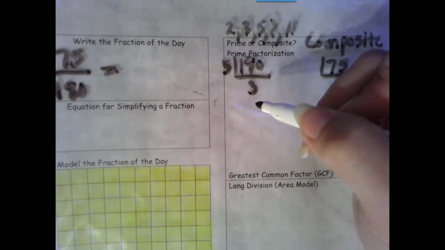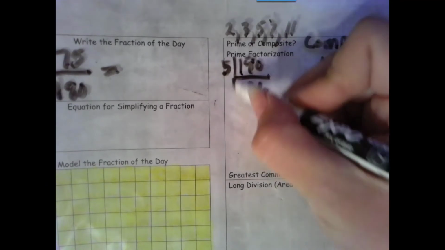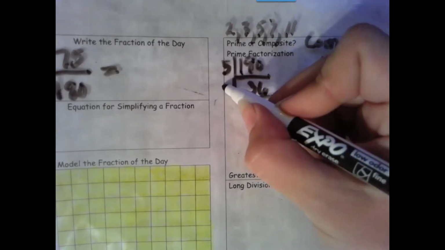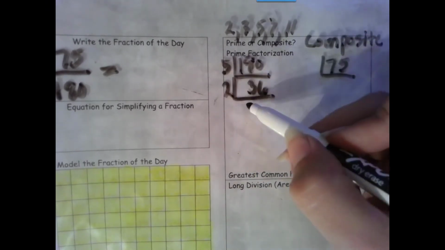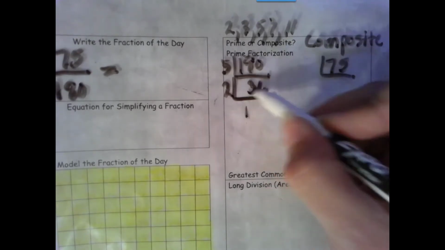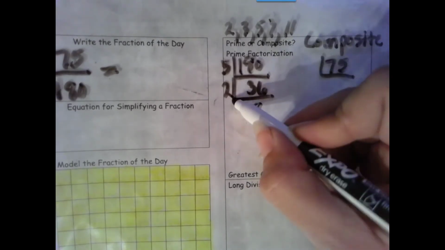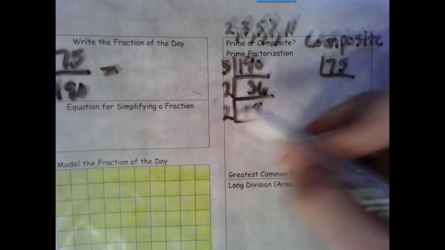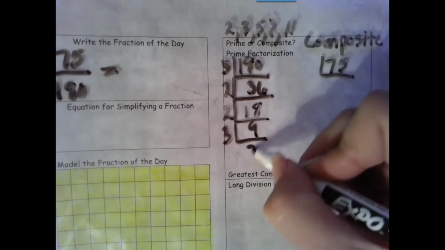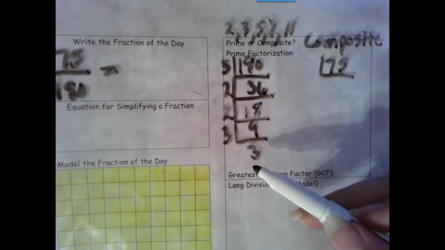I can get 30 fives out of 180 because that's 150. That leaves 30, so that's 6 groups of 5. Let's see, 36 is even, so I can divide by 2. Can't do half of 3, but I can do half of 2 tens, which is 1 ten, leaving 16. Half of 16 is 8. Still even. Half of 18 is 9. 9 can be divided by 3. I get 3. When I get to a prime number, I am done.